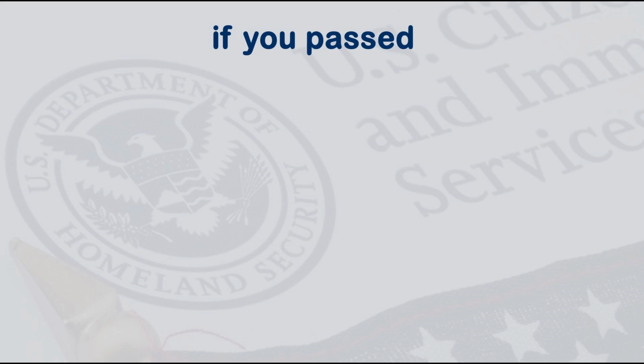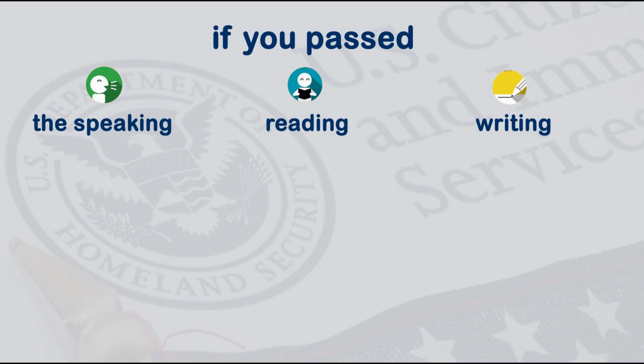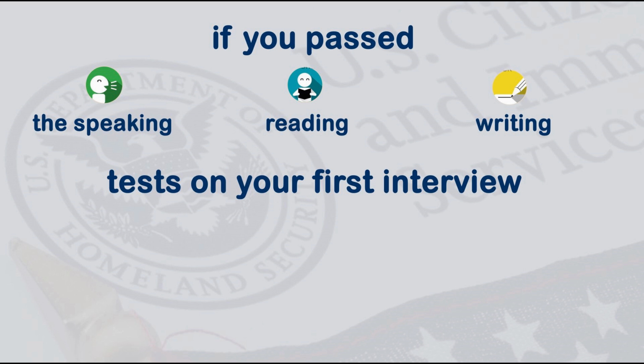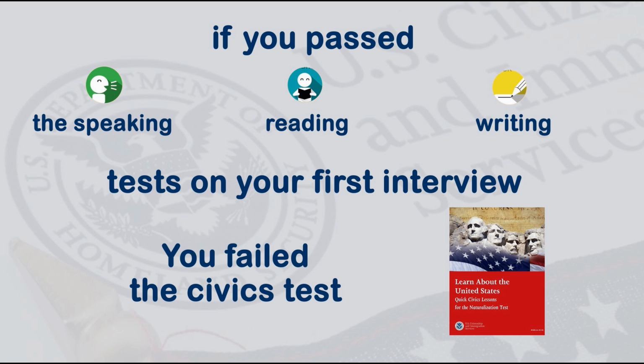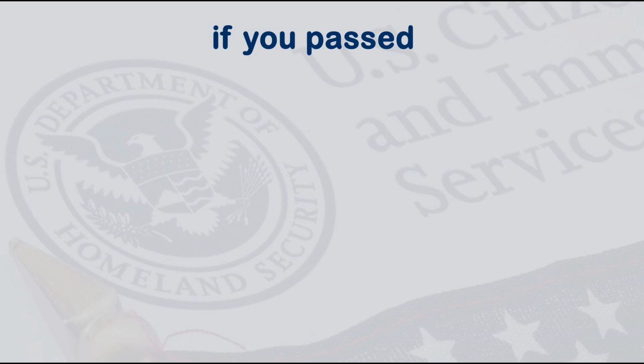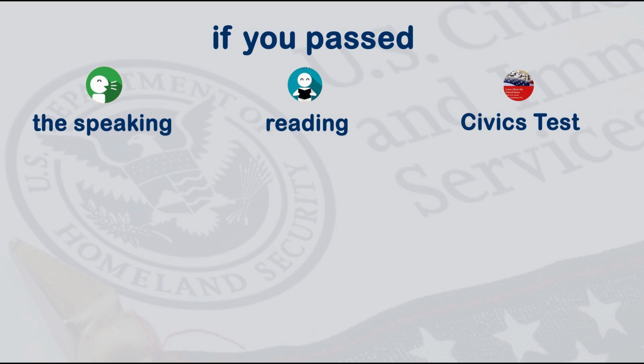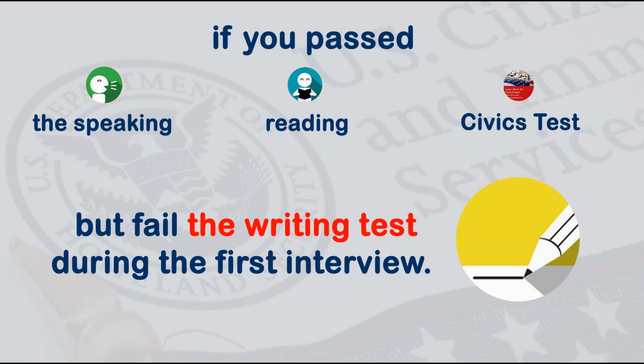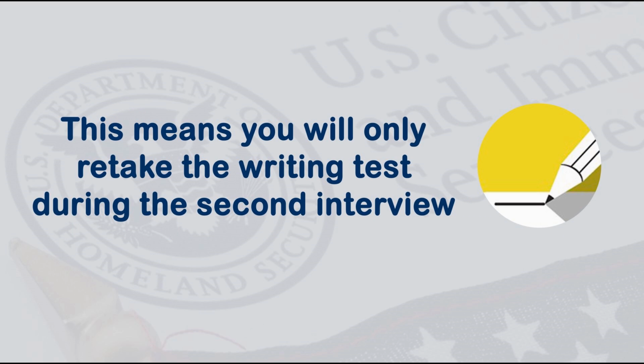For example, if you pass the speaking, reading, and writing test on your first interview, but you failed the civics test, at your second interview, you will only be tested on the civics test because that's what you failed the first time around. Another example. If you pass the speaking, reading, and civics test, but failed the writing test during the first interview, this means you will only retake the writing test during the second interview.